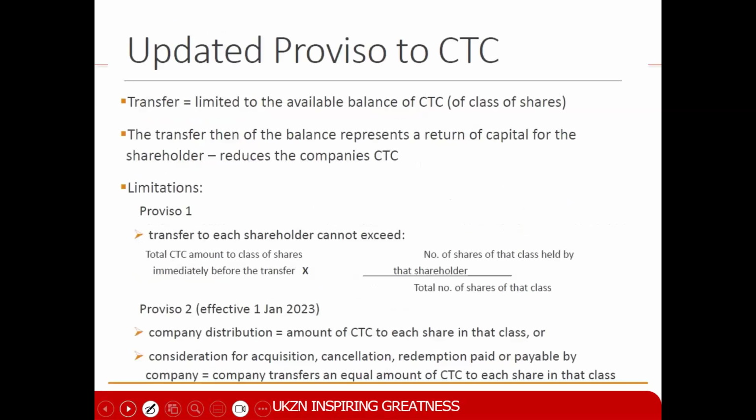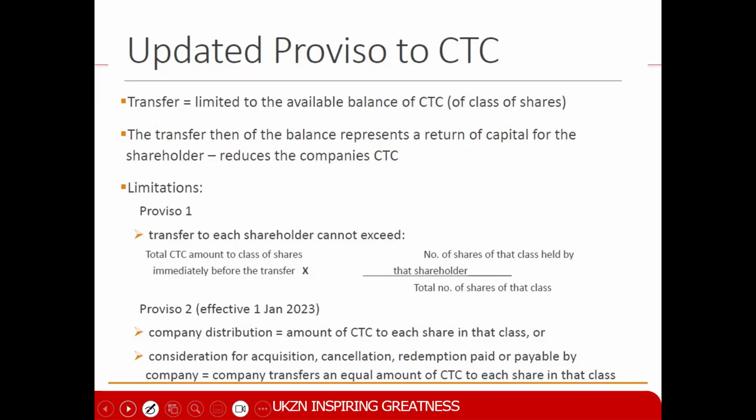Okay, let's read again about this. The transfer is limited to the available balance. We said that it cannot go beyond that. If you've got your contributed tax capital, it cannot go beyond that, it's limited to that balance. Also, the transfer of the balance represents a return of capital for the shareholder, which will reduce the company's CTC. Limitations, of course: the transfer to each shareholder cannot exceed the total amount of that class of shares. So it cannot exceed the class of shares contributed.